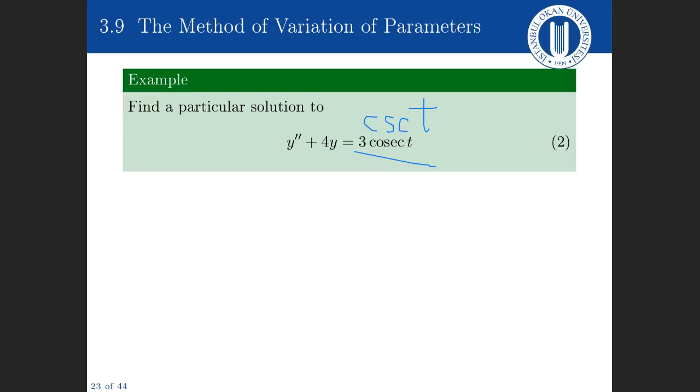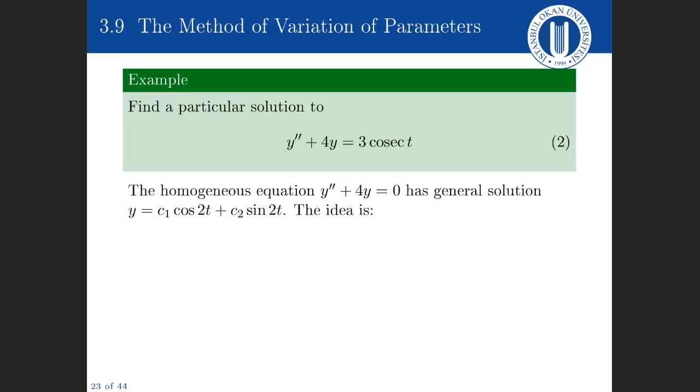Now, cosec is not a function I would call a nice function because differentiating it changes to a different function. We can't differentiate cosec and still get cosec like we can with sine and cos. So we can't use the method of undetermined coefficients. We need a new method. And the idea goes like this. We know that the general solution of the homogeneous equation is c1 cos 2t plus c2 sine 2t.